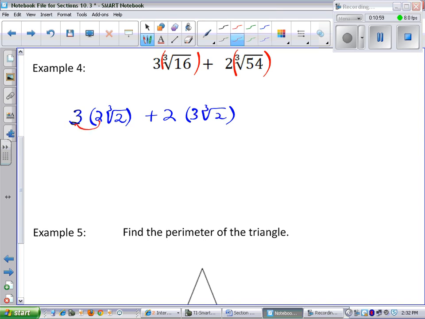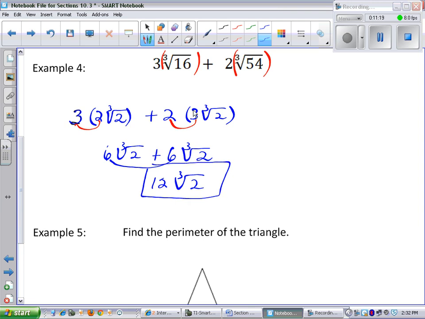Now I have a total here of 6 cube roots of 2 plus another 6 cube roots of 2. 6 plus 6 gives me 12 cube roots of 2. Remember, when I combine the like terms, I combine the coefficients and keep the like part.